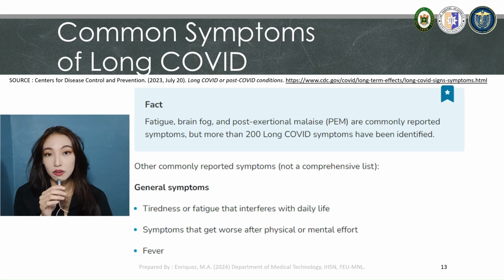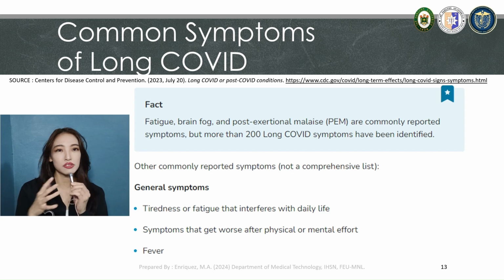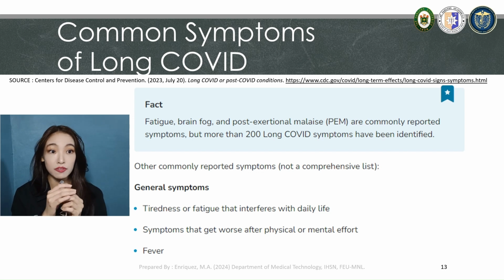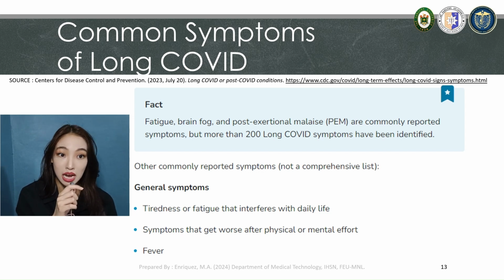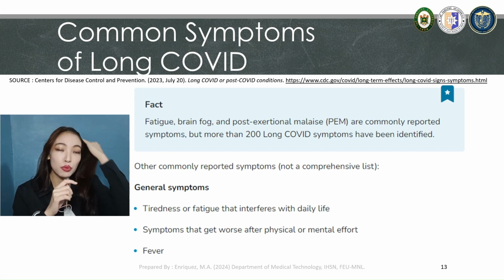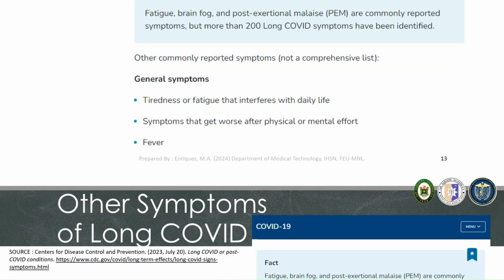The main characteristic of PEM is the malaise, or extreme fatigue and flu like symptoms, which are not in proportion to the amount of activity that has been done. To simplify that statement, it would feel like you're way more tired in comparison to the little amount of physical activity that you just did.